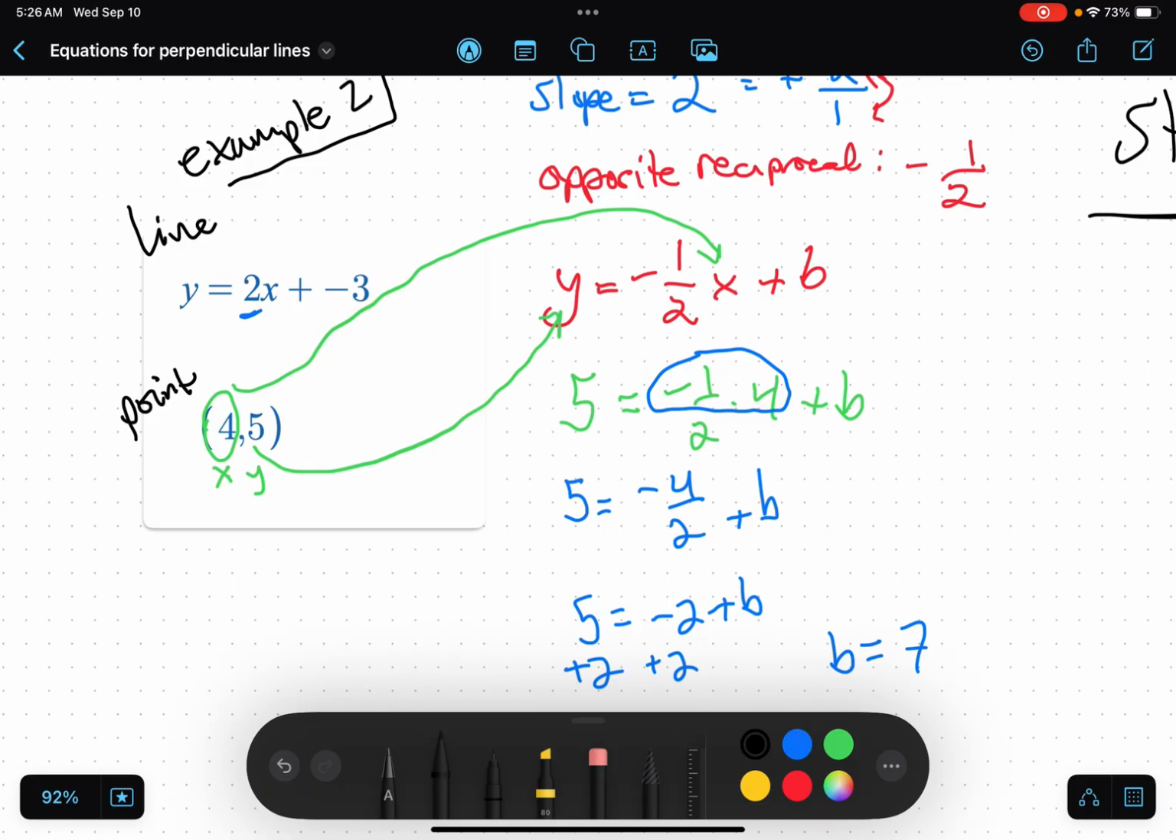So don't forget the last step. You need to write your actual solution to the problem. So y equals, and I have to look back at my opposite reciprocal slope, -1/2 x plus 7.